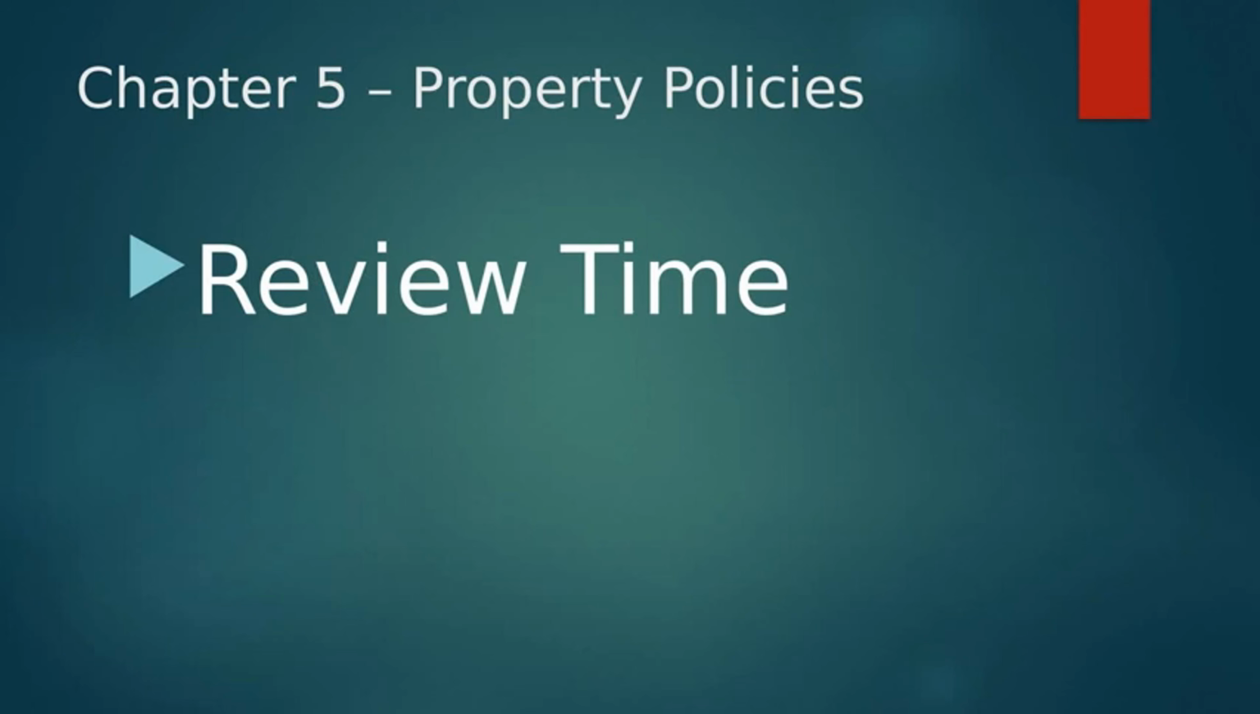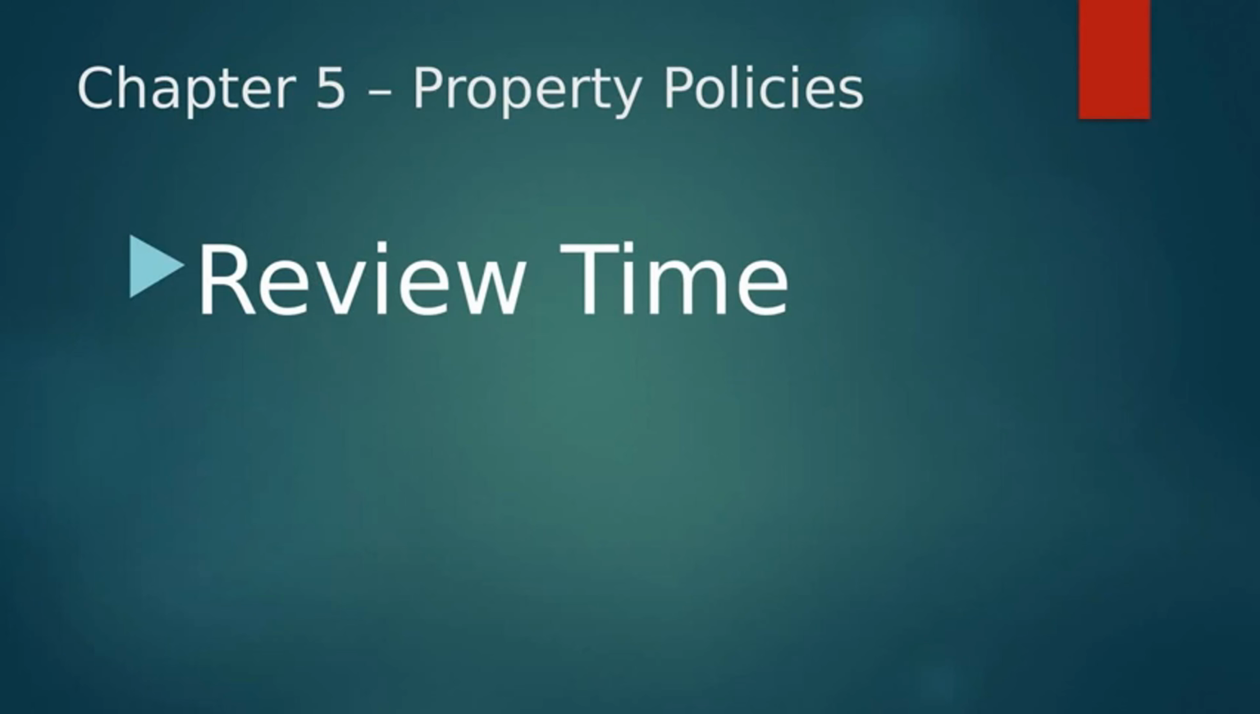Number 6, actual cash value is defined as A, what you can sell it for, B, what you can buy it for, C, what it is worth after depreciation is taken from what it costs today, or D, what it is worth after an appraisal. The definition of actual cash value is C, what it is worth after depreciation is taken from what it costs today. Number 7, how soon after the proof of loss is filed with the insurance company in Texas must it pay you? A, 60 days, B, 30 days, C, 15 days, or D, 91 days. So in Texas, this is going to be A, 60 days.